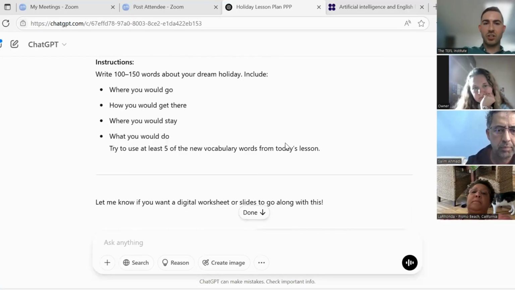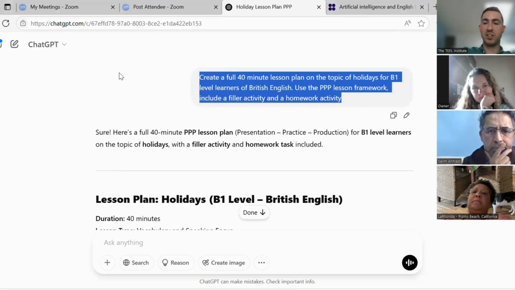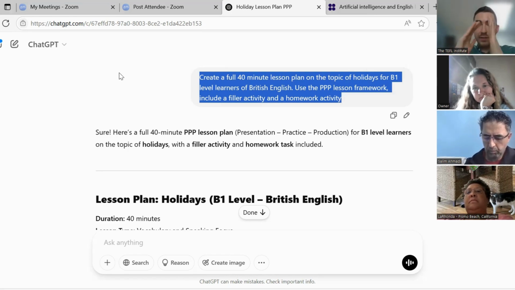This was my initial prompt. If I go all the way back to the top, this here. So this is what I wanted it to do. And I could be even more specific than this. So I've said how long I want the lesson to be, what the topic of the lesson is, the language level of the learners, the type of English that I'm teaching, the actual lesson framework that I want. I've asked it to include a filler activity, a homework activity.